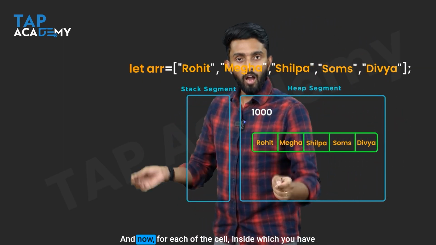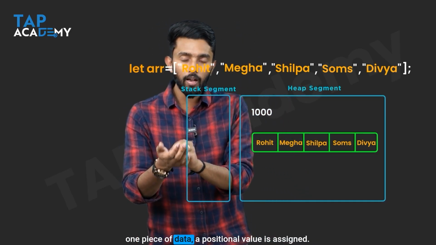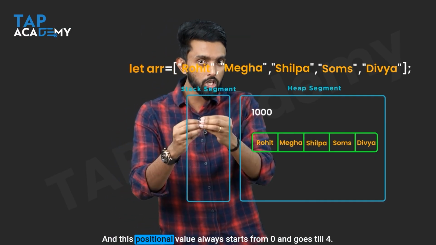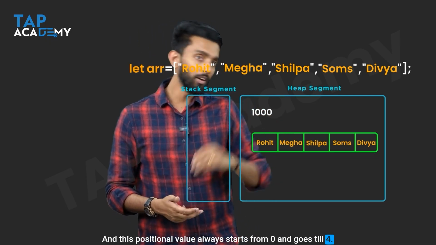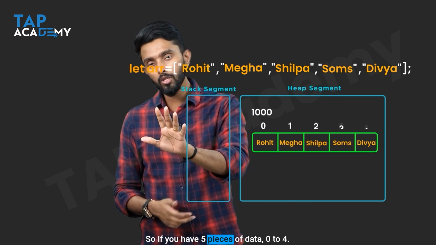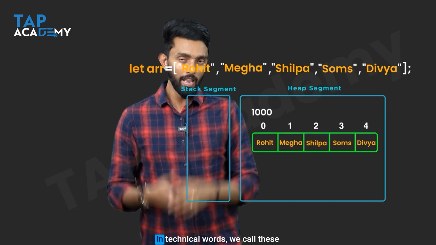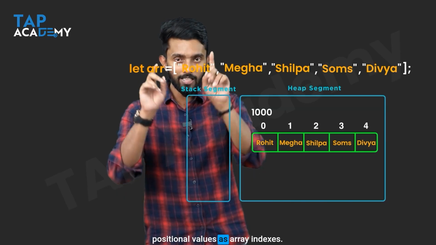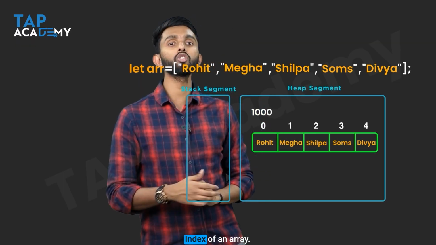Right? And now for each of the cells, inside which you have one piece of data, a positional value is assigned. And this positional value always starts from 0 and goes till 4. So if you have 5 pieces of data, 0 to 4. You have 10 pieces of data, 0 to 9. In technical words, we call these positional values as array indexes. What do we call it as? Index. Index of an array.